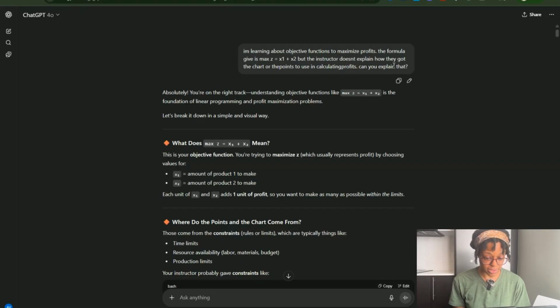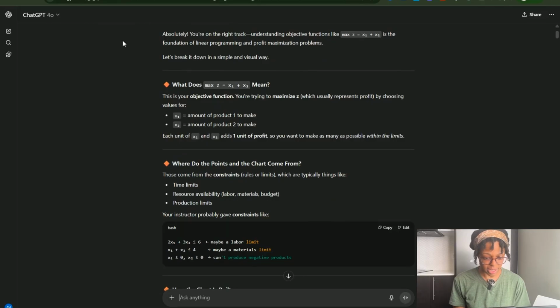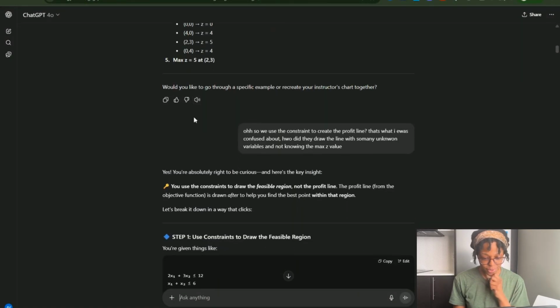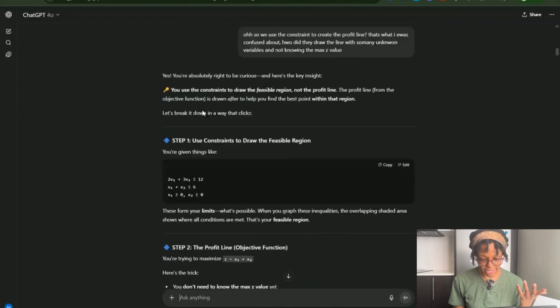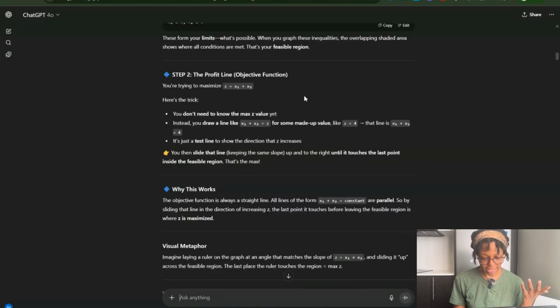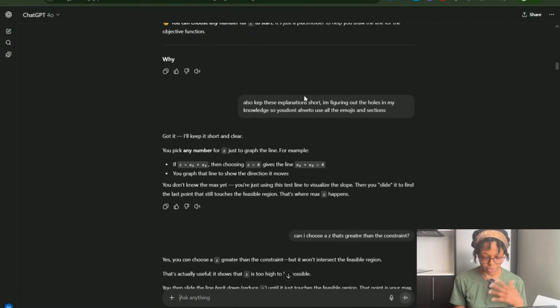And then ChatGPT just gave me this really long answer here. And I did not really read it. I think I just skimmed it. And then I went ahead and asked another question here. But let me go down to where I start telling it, hey, keep these explanations short. I'm just figuring out the holes in my knowledge. You don't have to use all the emojis and sections. So I kept having to say that and eventually it became part of my project instructions.